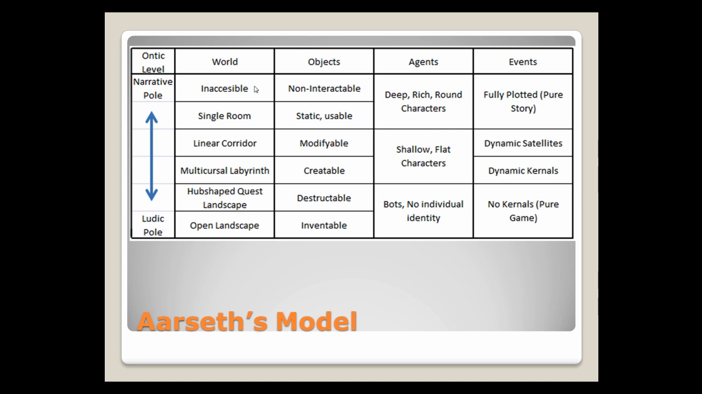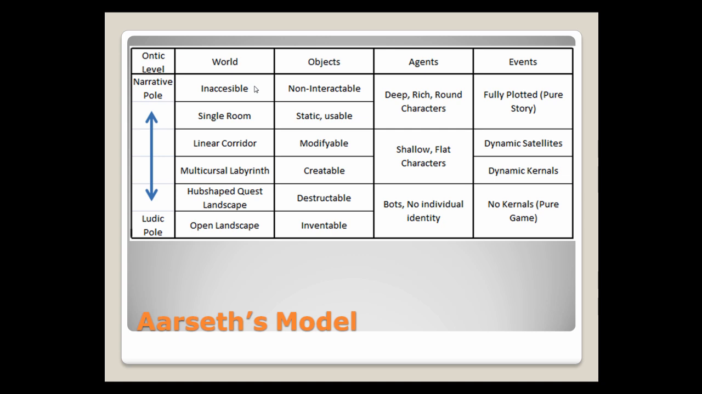Next is objects. Objects within the game. They range from non-interactable to static, but you can use them, modifiable items, creatable items, all the way up until inventable items. You're able to create your own items, in games such as maybe Second Life, although some people argue that's not a game.